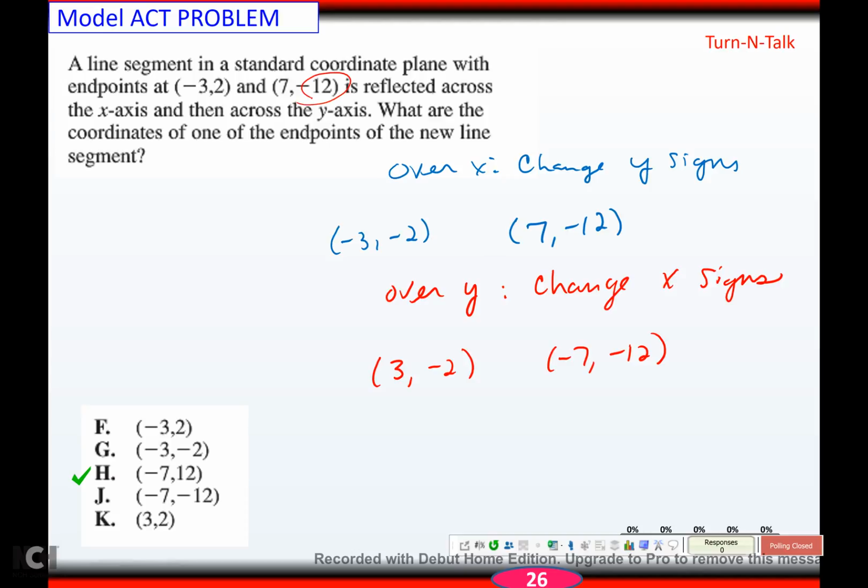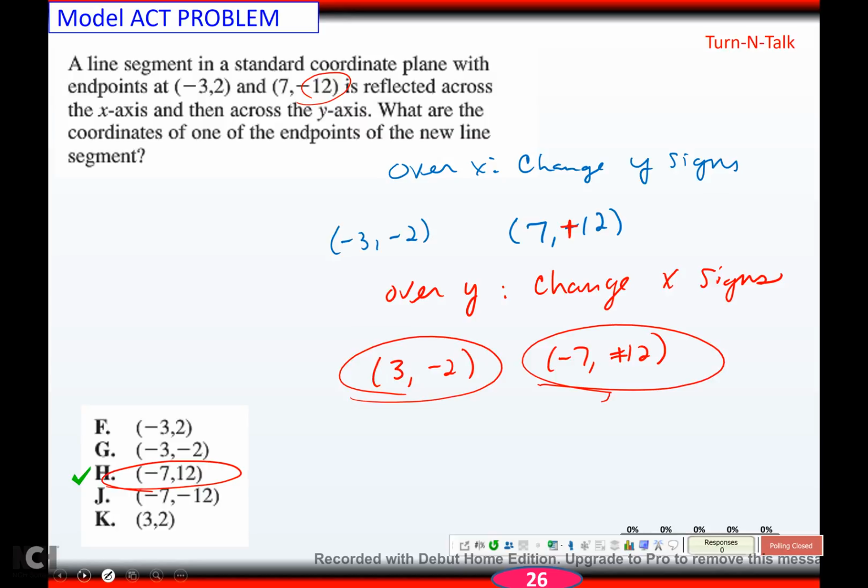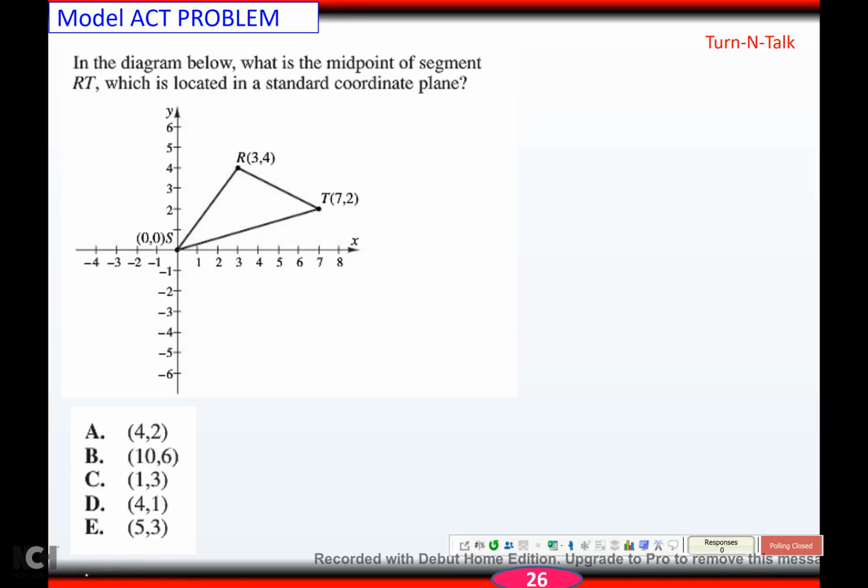I forgot to change his sign. Well, that's a positive. That's a positive. So it's either this one or this one, and the only one of those two that are in the list is my negative 7, 12. Okay. Try this one. Hit pause. Come back when you're ready.